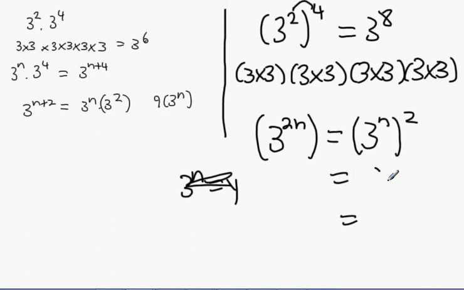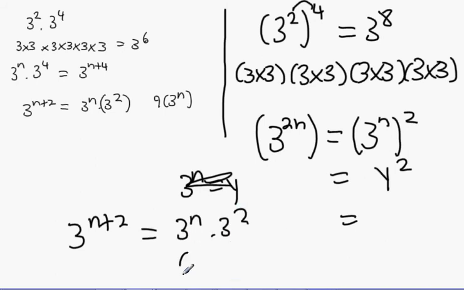Now, if I gave you this one, 3 to the power of n plus 2, what could you do with this one? You could say it's 3 to the n by 3 to the 2, which is 3 to the n multiplied by 9, and that would be 9y. So that's the difference between 3 to the power of 2n and 3 to the power of n plus 2. It's very important you know the difference.